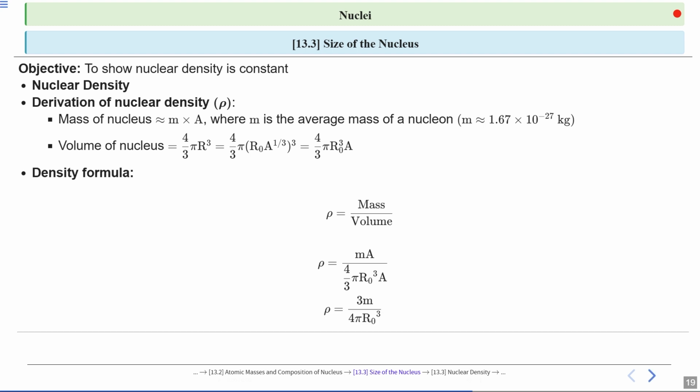So finally, after cancelling A from both numerator and denominator, we get rho equals 3 times m divided by 4 times pi times R naught cube. This shows that nuclear density depends only on constants, the mass of a nucleon and the constant R naught. So nuclear density is the same for all nuclei, no matter how big or small.